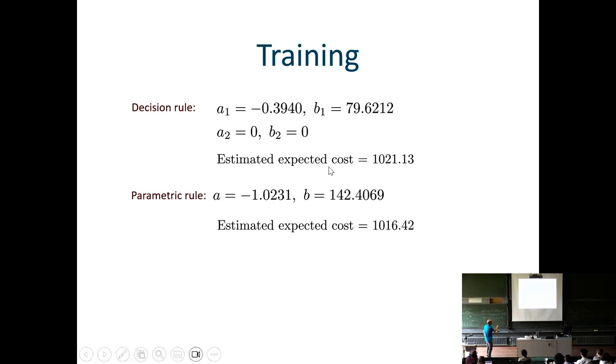And this is the estimated expected cost. What is the estimated expected cost? It's the training cost. Okay? But you get like the in-sample root mean square error in machine learning. Here is the training decision cost.